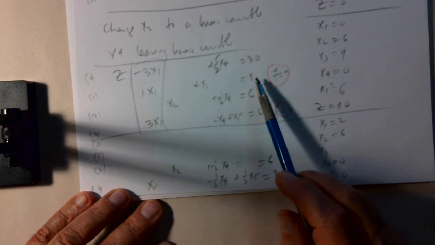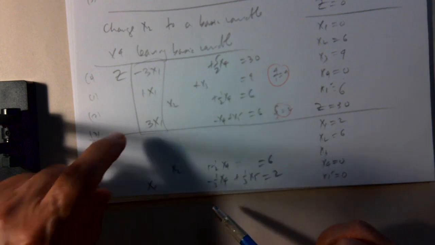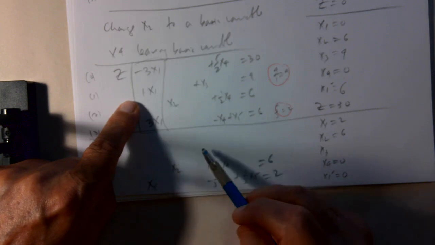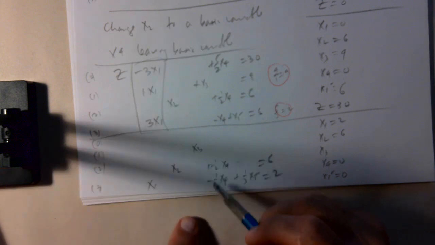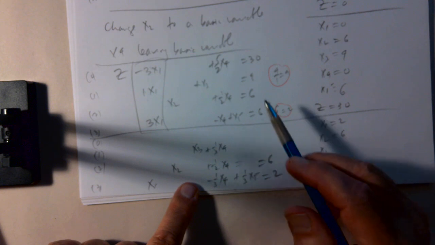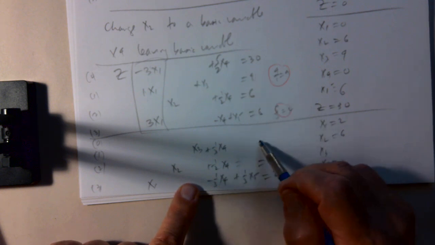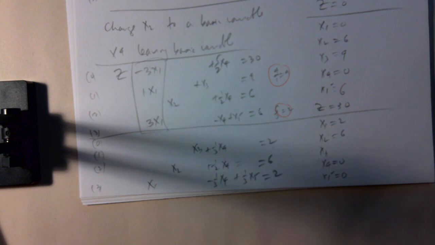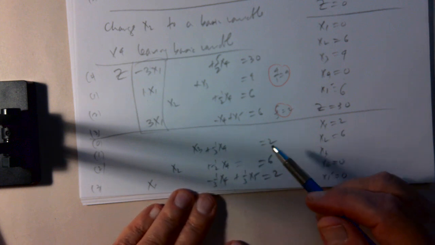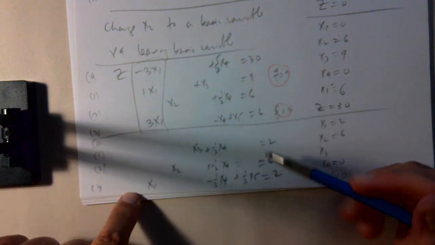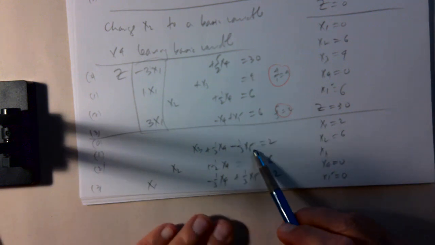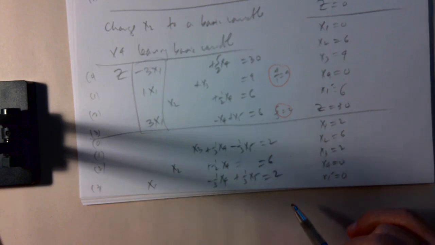In this equation, I take this equation and I subtract this equation from it. So I get x1 minus x1 is 0, 0 minus 0, x3 plus 1/3 x4 equals 4 minus 2 equals 2. Oops, I'm sorry. So it's this equation minus this equation, minus 1/3 x5 equals 2. x4 and x5 are 0, x3 is equal to 2.